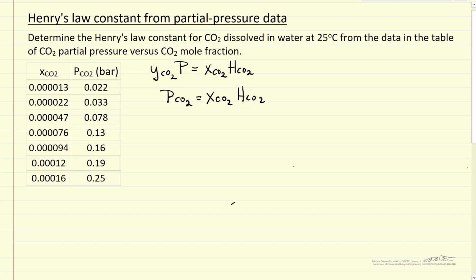And so what we want to do is plot this on the x-axis, plot this on the y-axis. The slope should then be equal to the Henry's law constant. And we're measuring the pressure of CO2 in bars, so we're going to calculate the Henry's law constant in bars. So let's look at what that plot looks like.